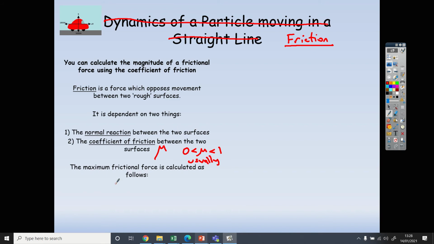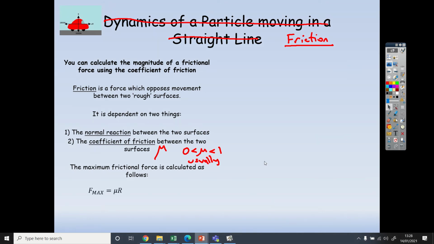Okay, right. So the maximum frictional force is calculated as follows. There's a sum for this, and it's nice and simple. F max is mu times R. So you just times those two things together. What that means is that this number F max is the greatest amount of friction that could possibly stop your object from accelerating. If your force is less than or equal to this value, then friction is going to oppose it equally in the other direction. And if your force exceeds this value, then your object's going to accelerate because it's enough to overcome friction.